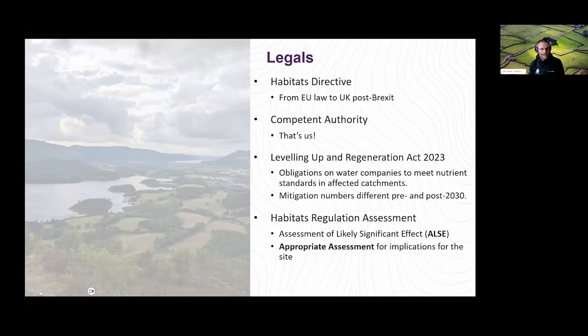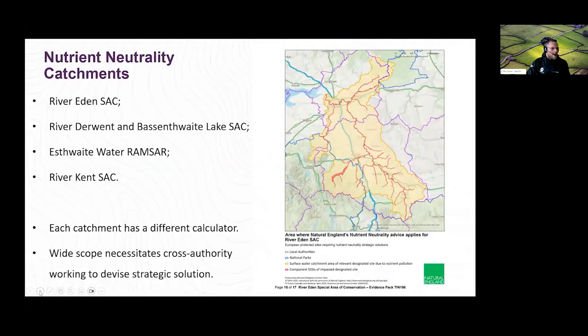kicks in through the planning system and prevents you getting planning permissions because a competent authority in the national park, that's us. But if you're in Cumberland, it's Cumberland, and if you're in Westmoreland, it's Westmoreland and Furness. We all have to work within the same legal framework and make an assessment, what's called a habitats regulations assessment of the potential impacts of development. So I'm not just wearing my national park hat, I'm wearing a sort of Cumbria-wide hat today.